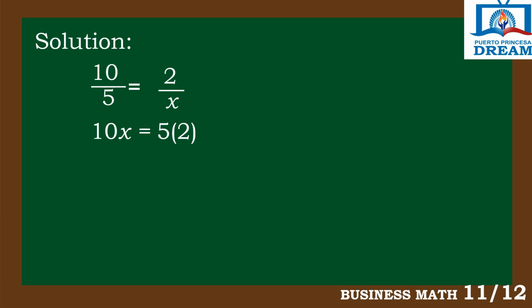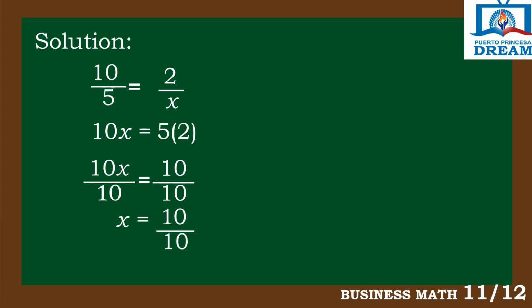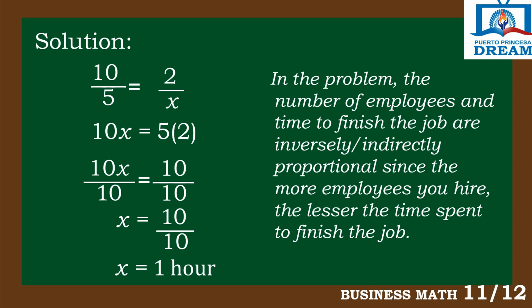After getting the result of cross multiplication, we divide both sides by 10 to get the value of x. So that is 10x over 10 is equal to 10 over 10. And then we have x is equal to 10 over 10, and the result is that x is equal to 1 hour. In the problem, the number of employees and time to finish the job are inversely or indirectly proportional, since the more employees you hire, the lesser the time spent to finish the job.